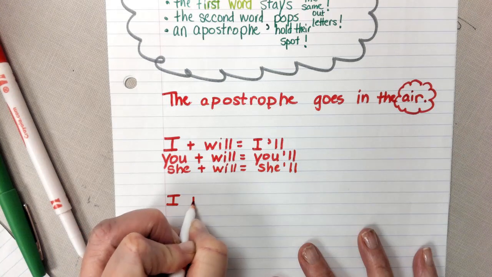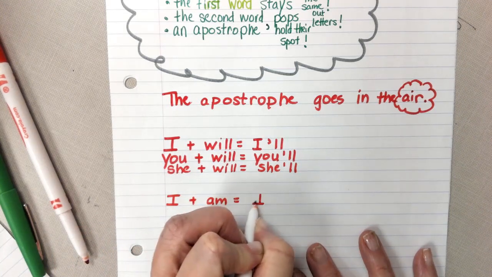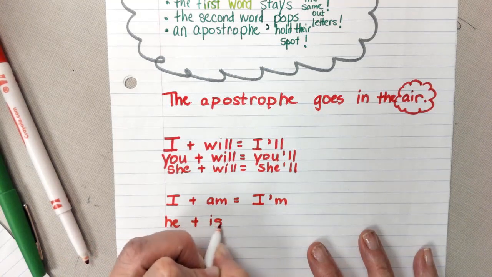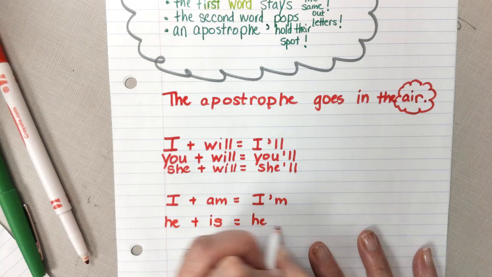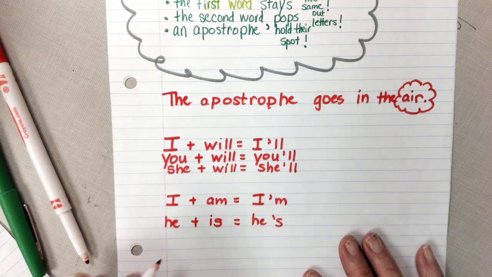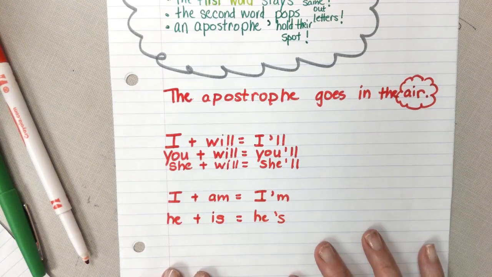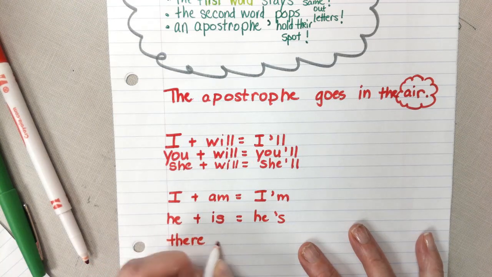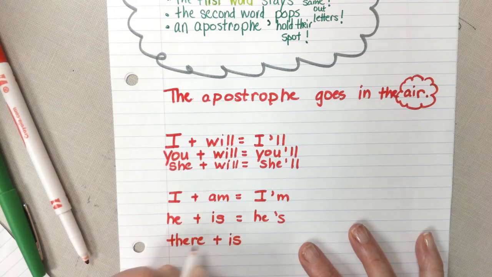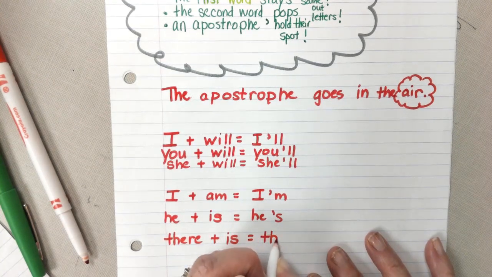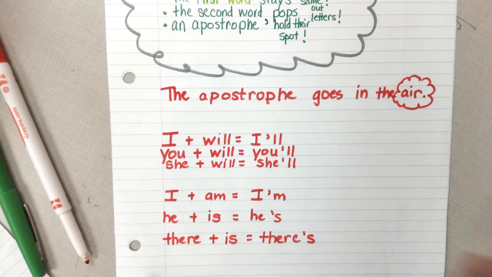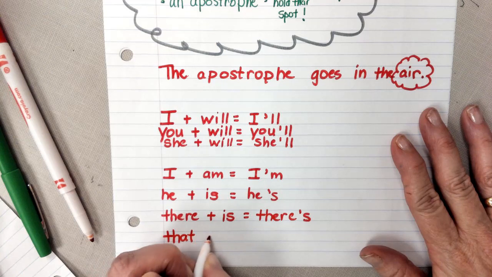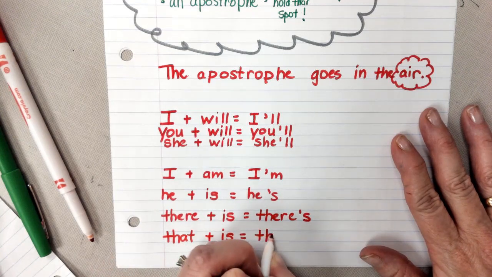All right, I'm going to skip a line. I plus am will give me I'm. He plus is going to give me his, I'm sorry, not his, he's. Their plus is going to give me theirs. And that plus is going to give me that's.